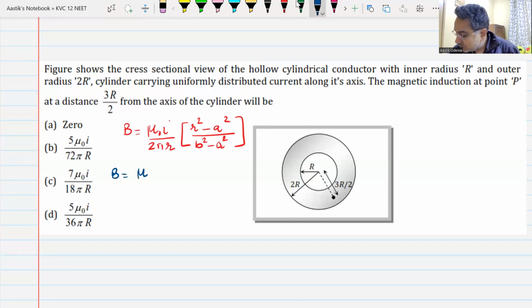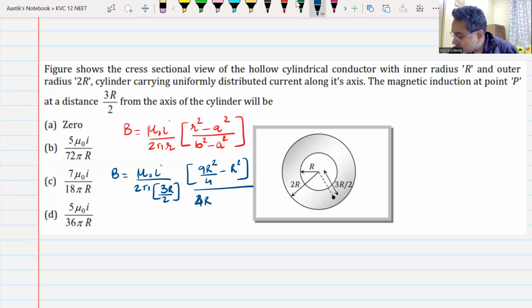B will be equal to mu naught I by 2 pi. The value of the small r is 3 by 2 r. Into the value of the small r is 3 by 2 r. I square it, 9r square by 4, minus small radius r square, divided by 2r square which is 4r square, minus r square. It might take some time to calculate, but if you calculate it correctly and patiently, you should get the answer 5 by 36 mu naught I by pi r.